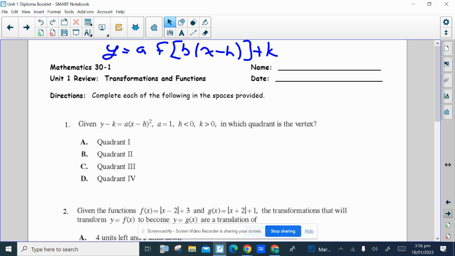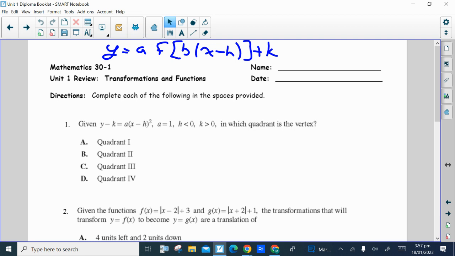So we know that A causes a vertical stretch by a factor of A, and when it's negative, it reflects over the x-axis. B causes a horizontal stretch, but the stretch factor is the reciprocal of B, and when B is negative, it reflects over the y-axis. H shifts the graph left and right, and remember the value of H is always the opposite of what it appears to be because the minus sign is there in the general equation. And K shifts it up and down.